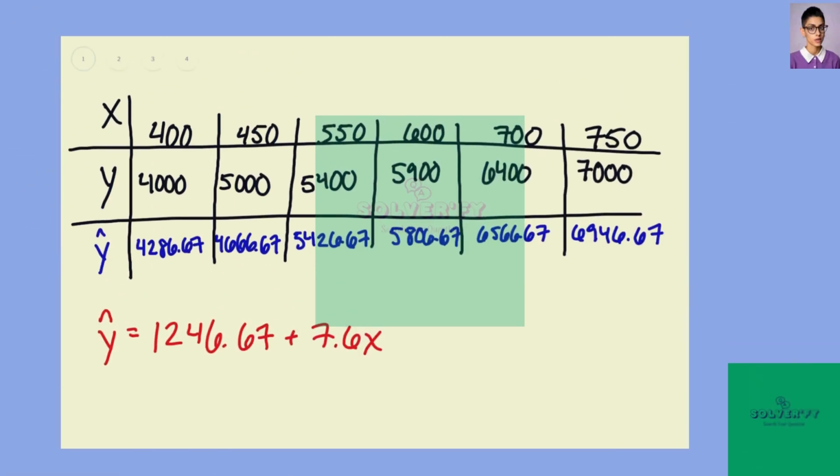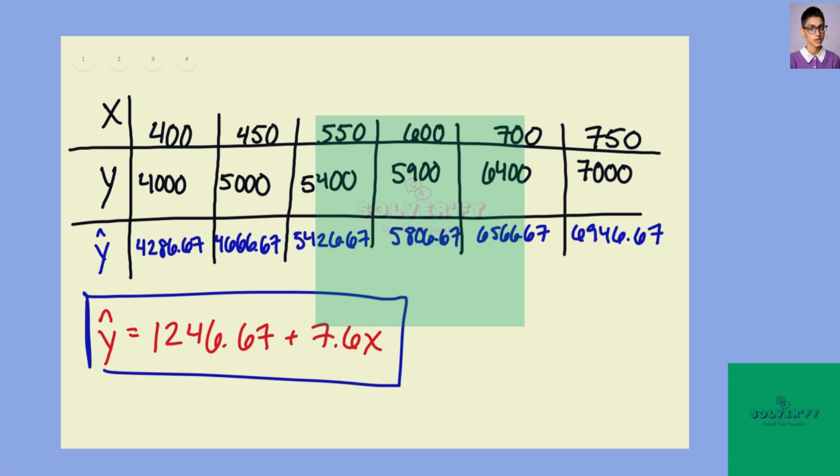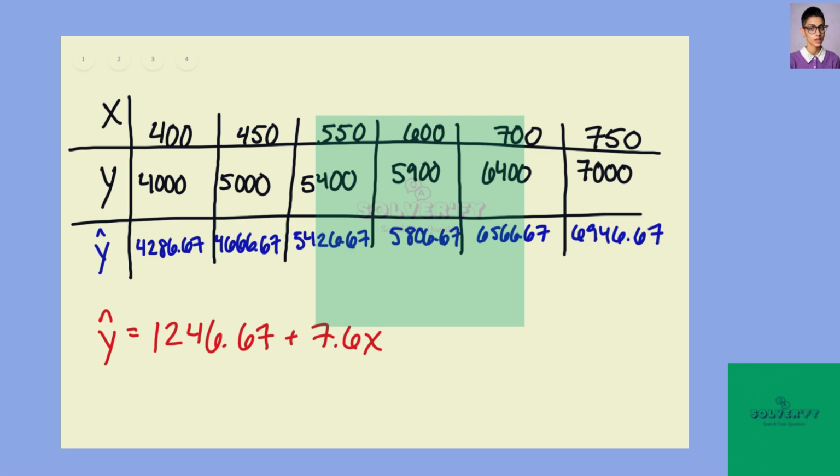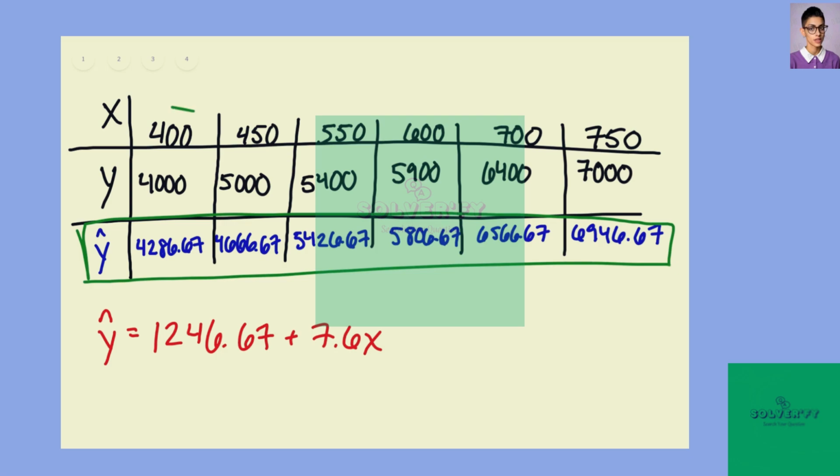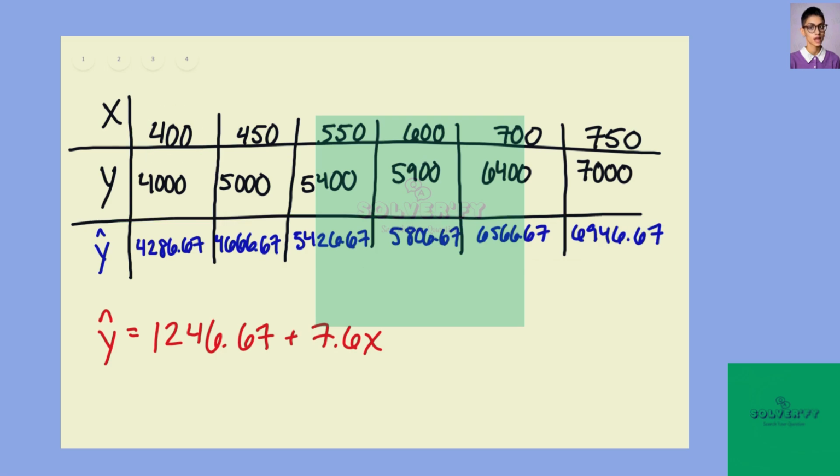In this problem, we're given the following data set, everything in black, and we're also given that the expected regression equation for this problem is y hat equals 1246.67 plus 7.6x. So I went ahead and calculated all the y hats, all the predicted y values for each of the given x values, and we'll use this later on.